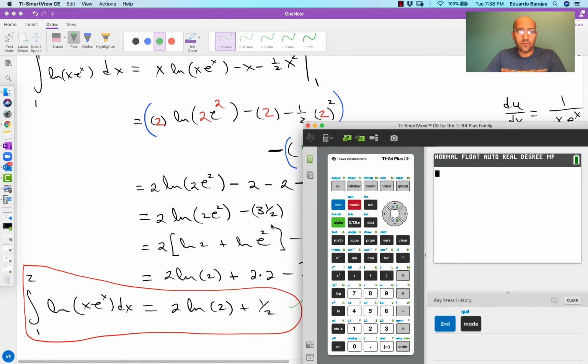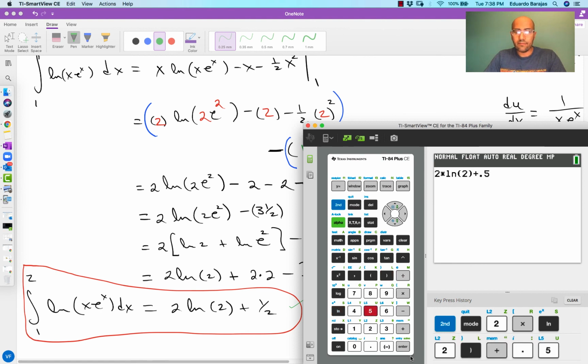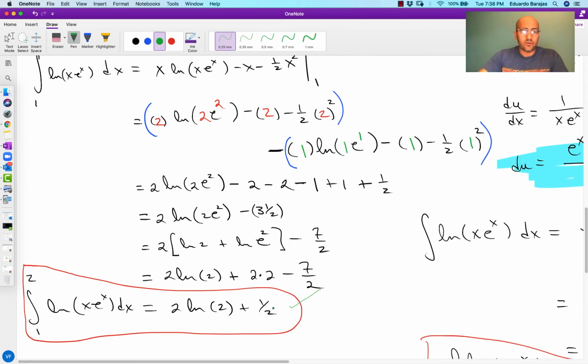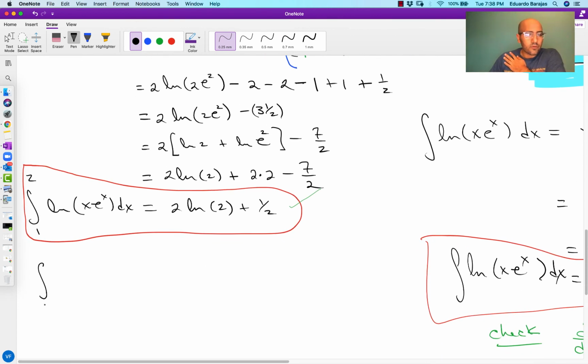Here, let's come back over here. Okay, so it's going to be 2 times ln of 2 plus 0.5. And we get that, 1.8863. Let's round to 4 decimal places, 1.8863. So the integral from 1 to 2 of ln of x e to the x dx is approximately equal to 1.8863, rounded to 4 decimal places. So there's another good answer.